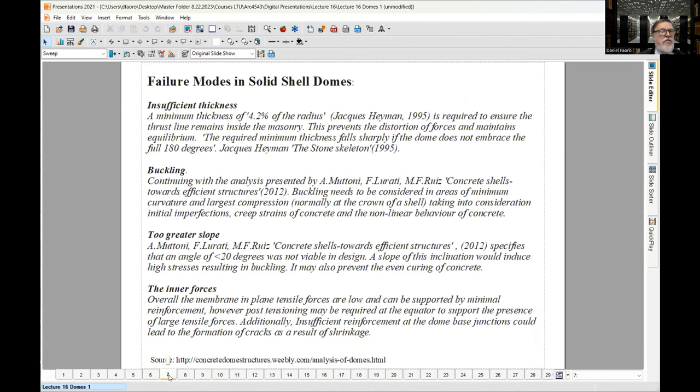So what are some of the failure modes in solid shell domes? Well, one is insufficient thickness. So there's not enough material there to take our compression forces. Roughly, minimum thickness should be 4.2% of our radius, so to speak.